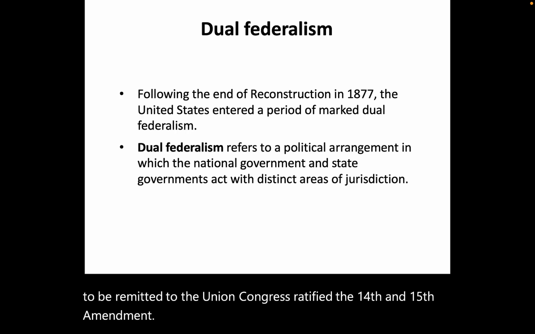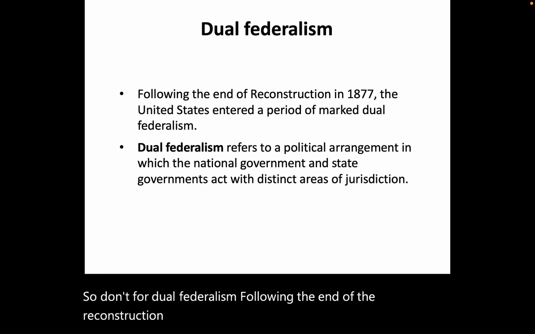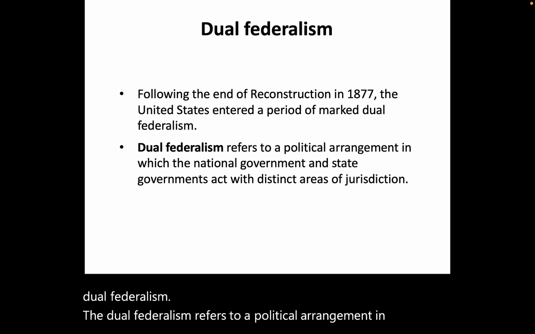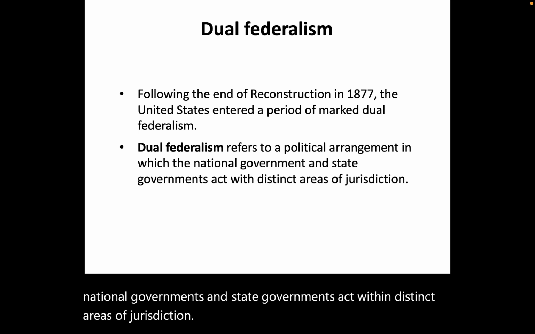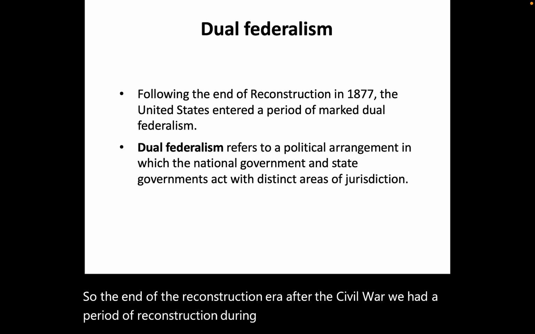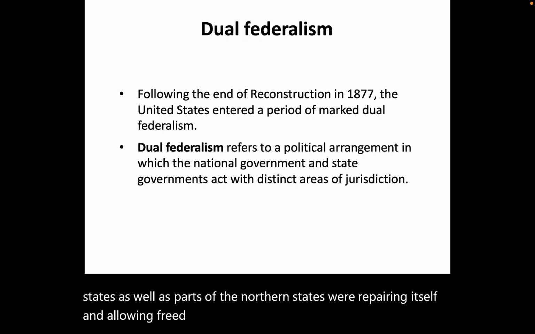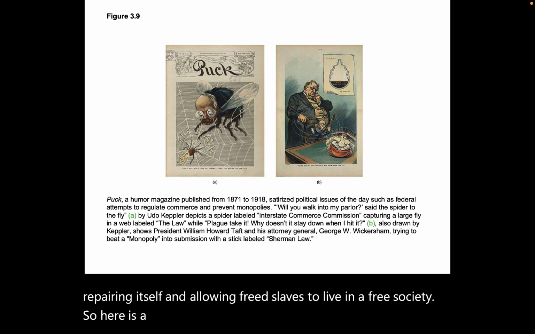So, dual federalism. Following the end of the Reconstruction era in 1877, there was a period of marked dual federalism. Dual federalism refers to a political arrangement in which national and state governments act within distinct areas of jurisdiction. After the Civil War, we had a period of Reconstruction. During that time, the southern states, as well as parts of the northern states, were preparing and allowing freed slaves to live in a free society. So here's a political cartoon from back in the day.